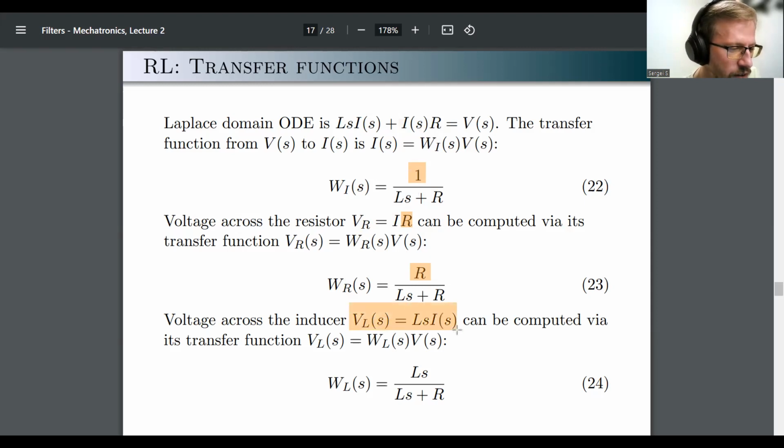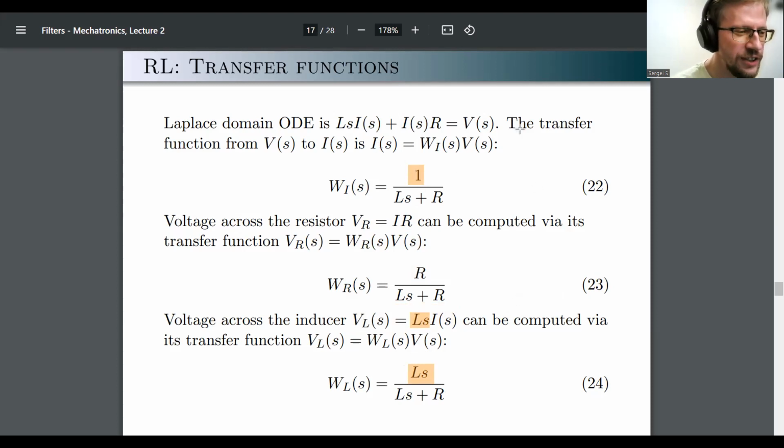Voltage across the inductor looks like this. Where did we get this from? Well, remember, what is the voltage across the inductor? It is L times di/dt. But what is di/dt? It is S times I. So we have L times S times I. Again, we know what I is, so we just get this L times S in the denominator, because we know the transfer function for I.